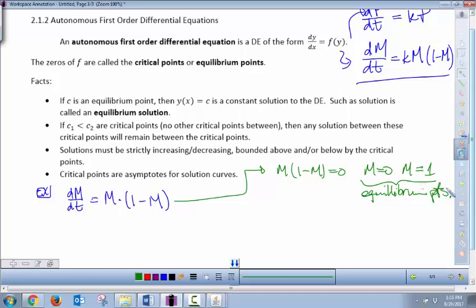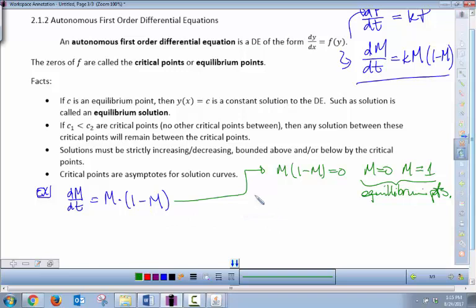So these are equilibrium points. Let's make it clear now that when they say points here, they're not talking about a point on a graph. It's just the equilibrium point, and the point will actually be a y-axis value. So this is a y-axis value. If C is an equilibrium point, then y is equal to C is a constant solution to the differential equation.